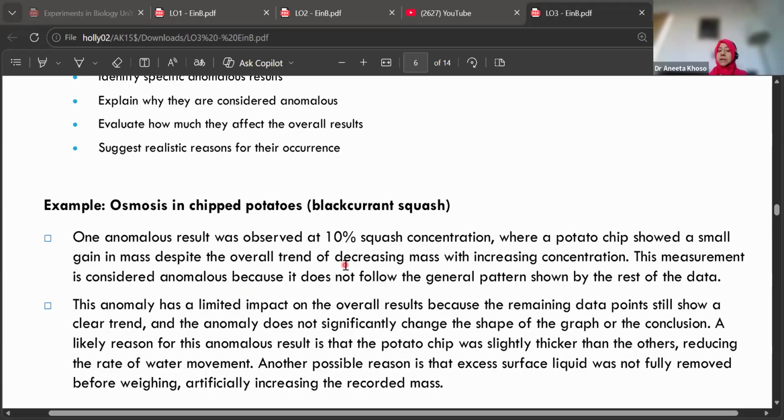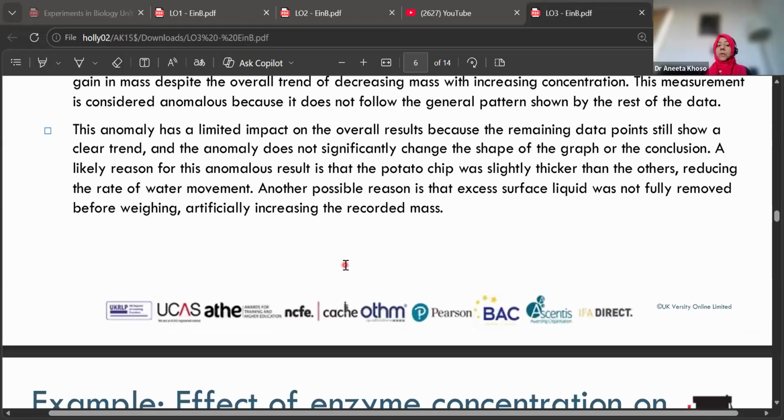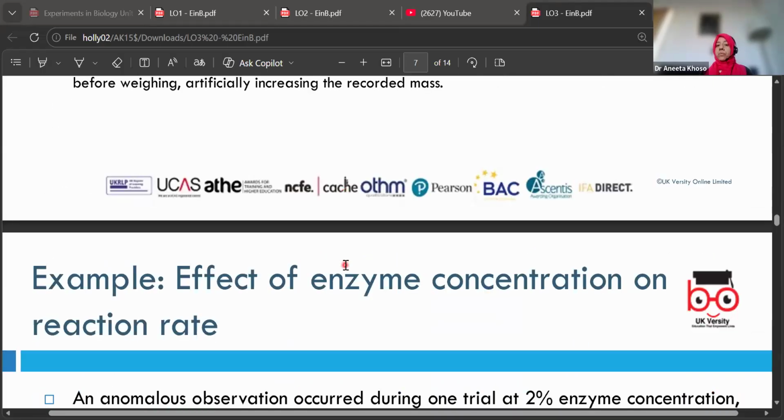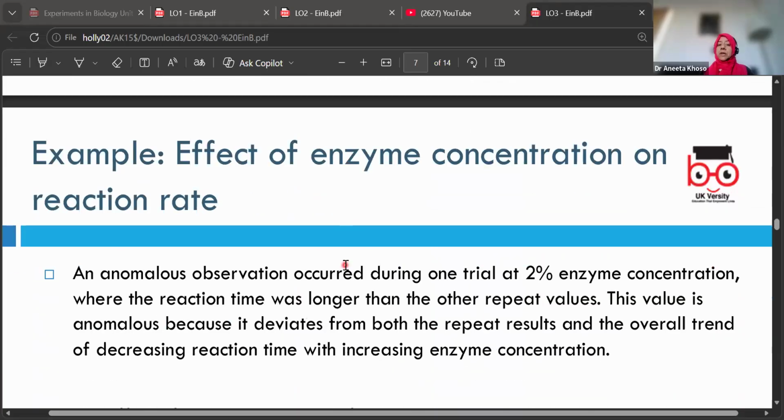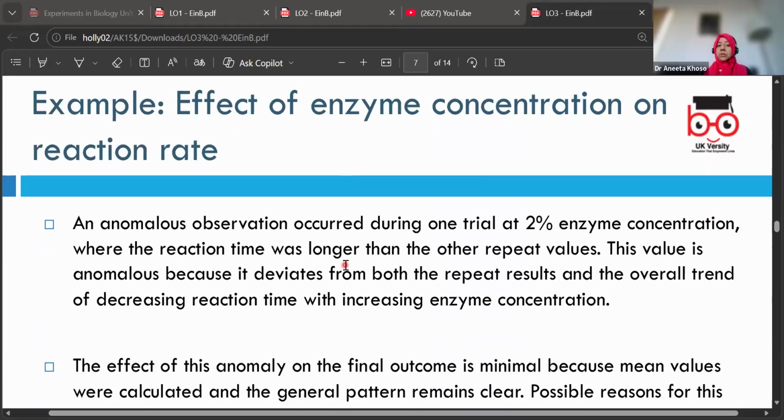This anomaly has a limited impact on the overall results because the remaining data points still show a clear trend, and the anomaly does not significantly change the shape of the graph or the conclusion. A likely reason for this anomalous result is that the potato chip was slightly thicker than the others, so there can be human error introduced, reducing the rate of water movement. Another possible reason could be that excess surface liquid was not fully removed before weighing, artificially increasing the recorded mass.